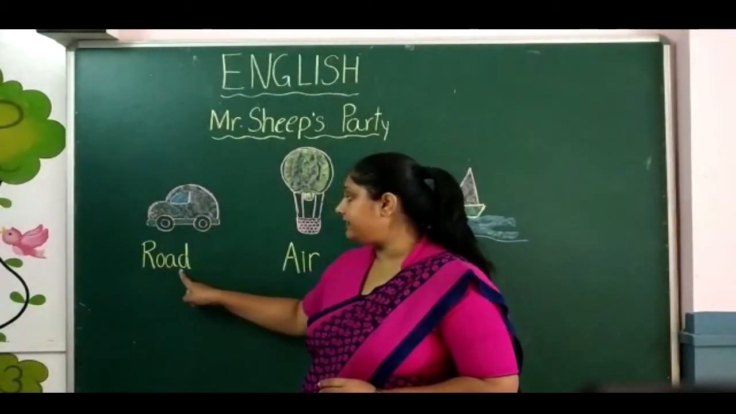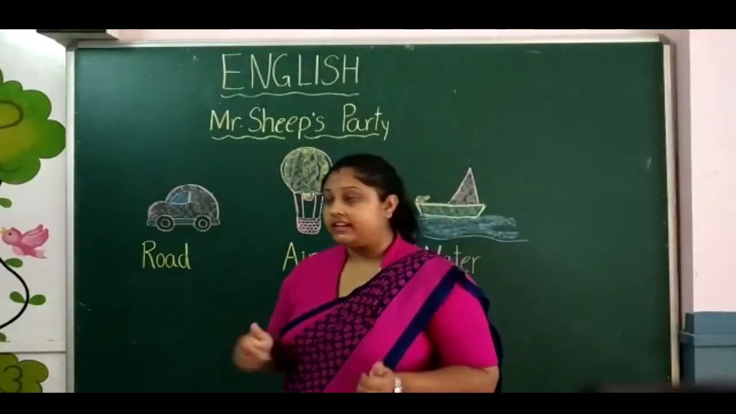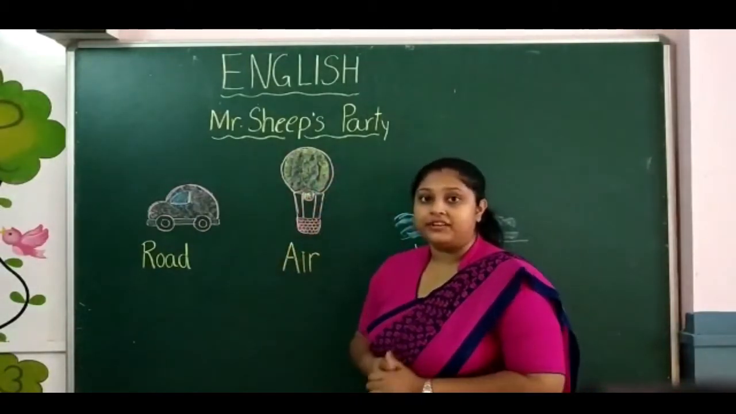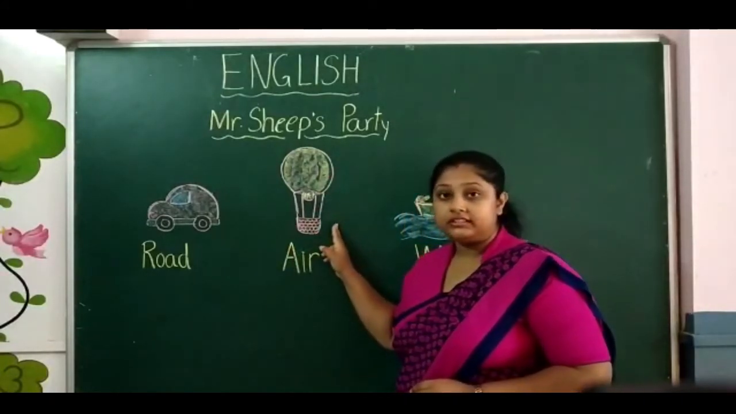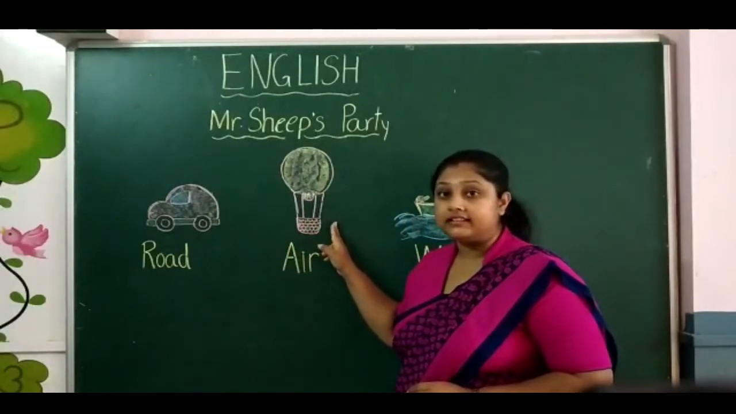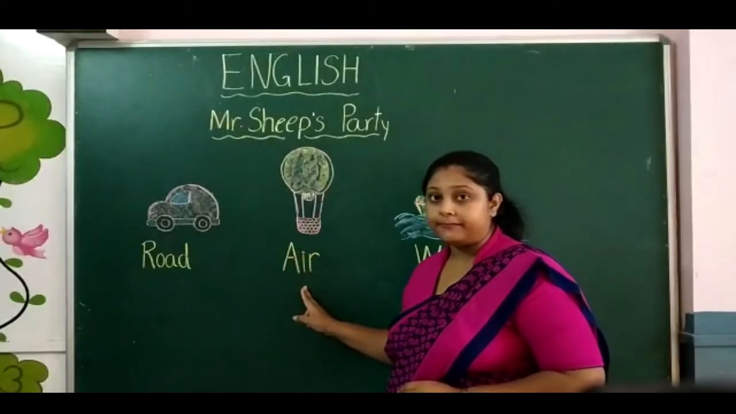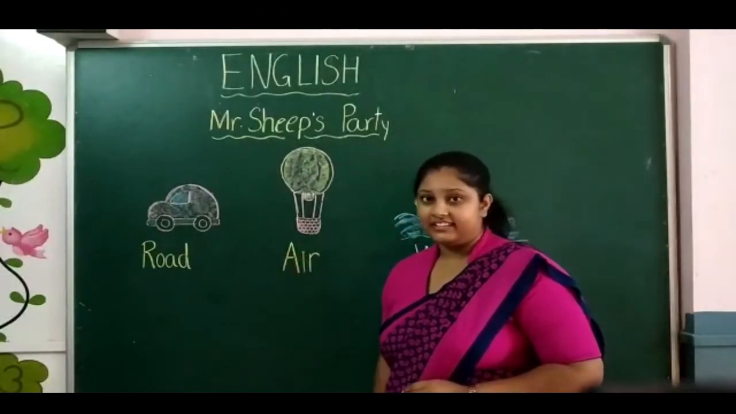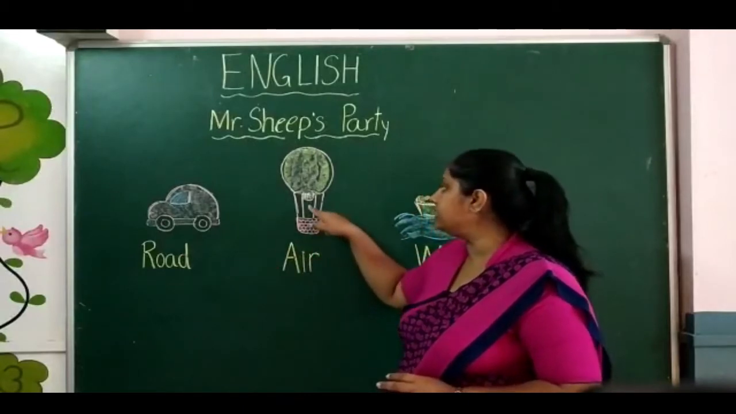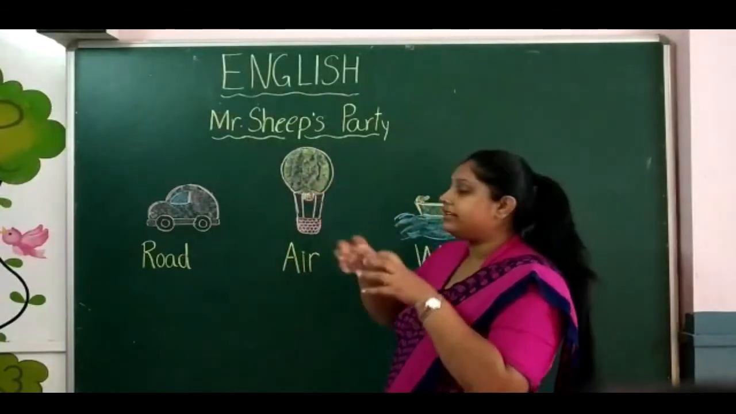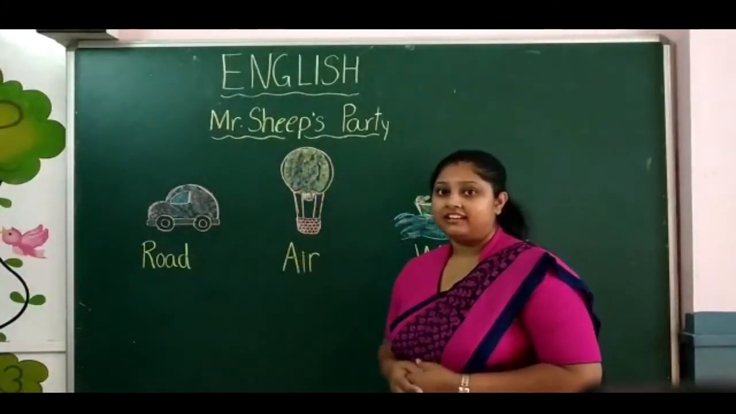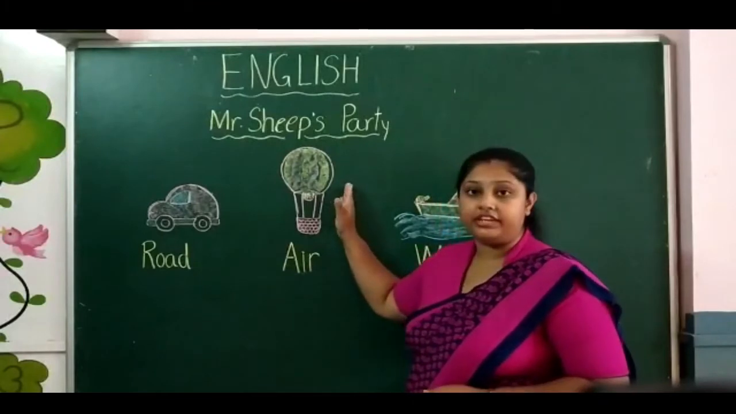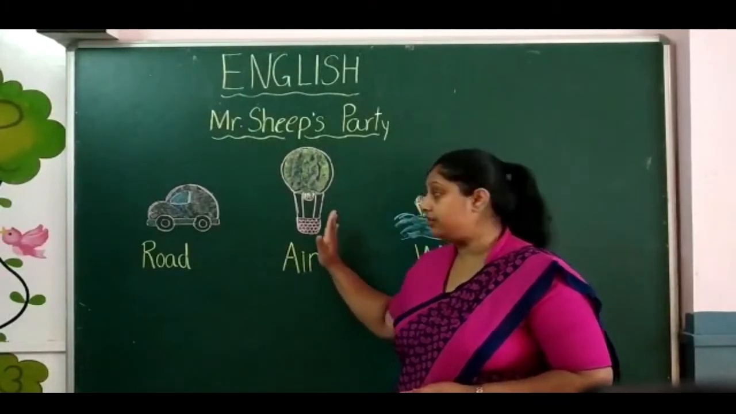See, R-O-A-D, road. Okay, now this is the hot air balloon in which the giant pig came, right? So, hot air balloon. Hot air balloon is an air transport. Okay. We can't bring the hot air balloon through road. Okay. So, in the hot air balloon, there is a fire and the balloon becomes hot and then it moves. Okay. It moves through the wind. Okay. With the help of the wind it moves. Okay. I hope you understood this.